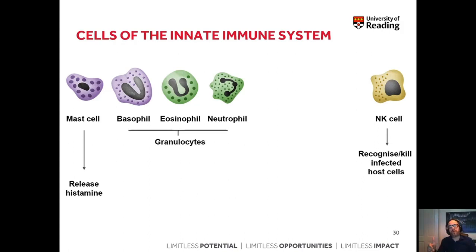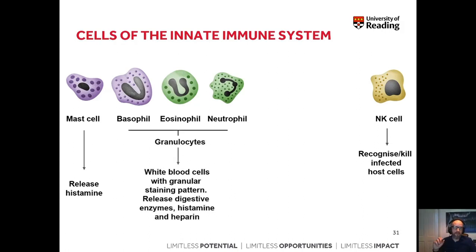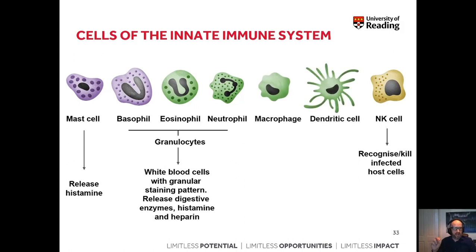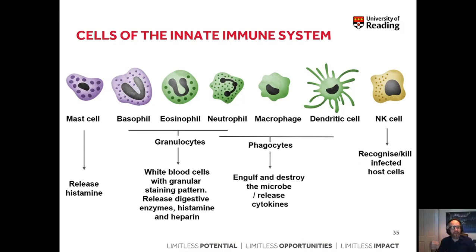Together, we refer to those cells as granulocytes, and the function is to release digestive enzymes, histamine, and also heparin. Lastly, we have macrophages and dendritic cells that are phagocytes. Those cells actively engulf microbes and destroy them. Once those microbes are digested, those cells release cytokines, and this leads to activation of further immune cells, including the cells of the adaptive immune system that we are going to be learning about today.